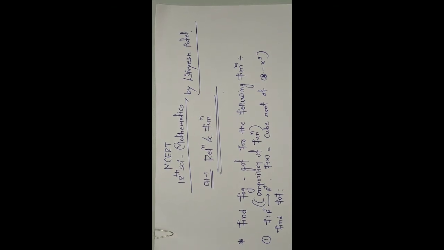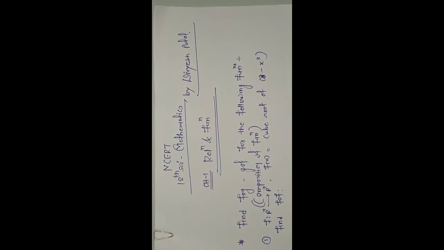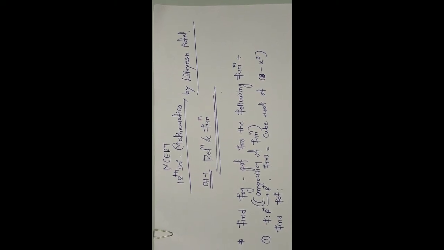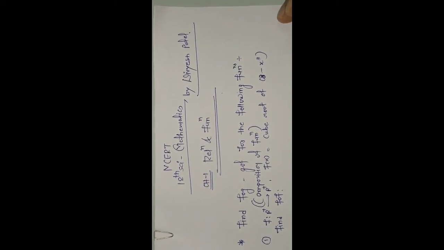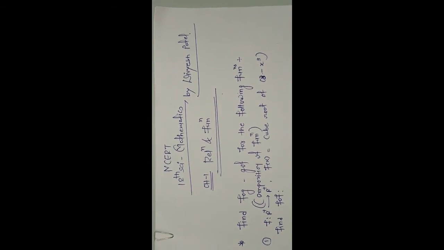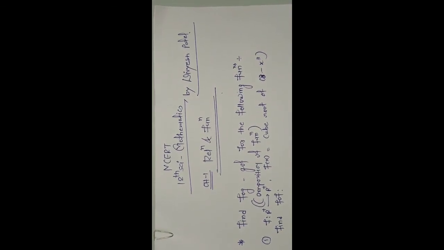Hello friends, we have started the first chapter of 12th science mathematics, relation and function. In that chapter we have studied what kinds of relations there are, what kinds of functions there are, symmetric, reflexive, transitive relations, one-one, onto, many-one, into functions. In that we have also studied how to find the composition of functions of that particular type. This is the question regarding that.